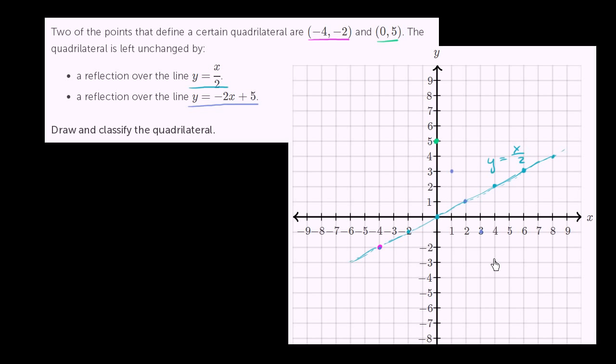So it's going to look something like this. It actually goes through that point and just keeps going on and on. So this is my best attempt at drawing that line. So that is y is equal to -2x plus 5. Now let's see if we can draw this quadrilateral.